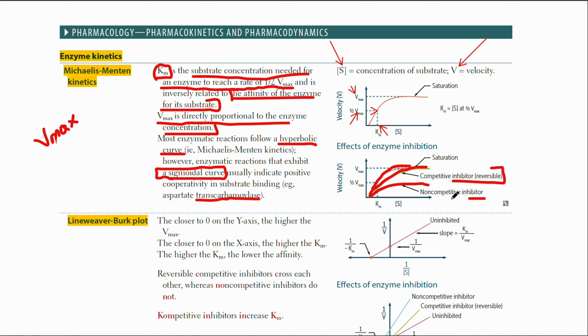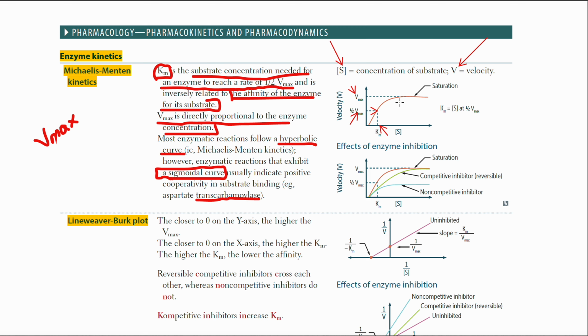But in non-competitive inhibition, Bmax is not reached and even the Km level is not reached, right? So both of them are decreased in non-competitive inhibition cases. So that is what you had to get from this graph right here. I will just quickly revise it.